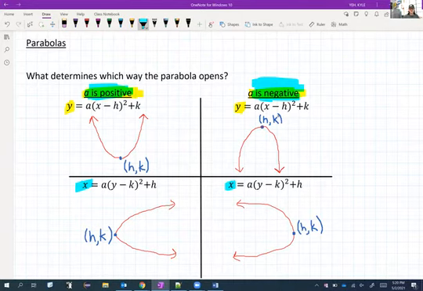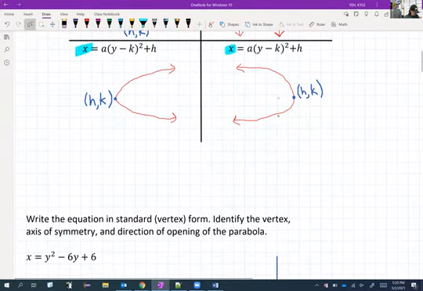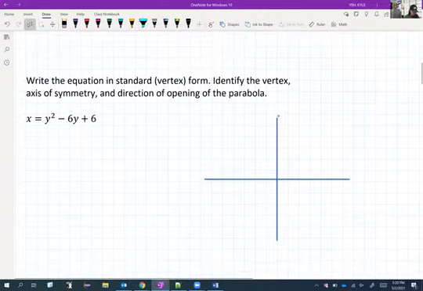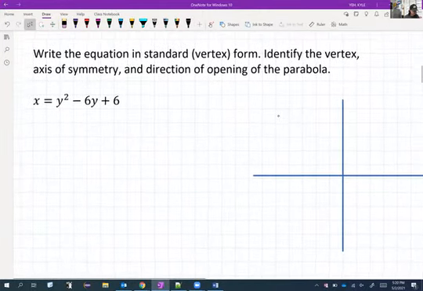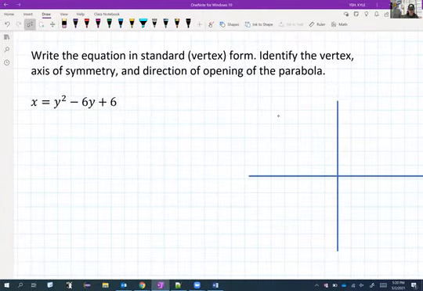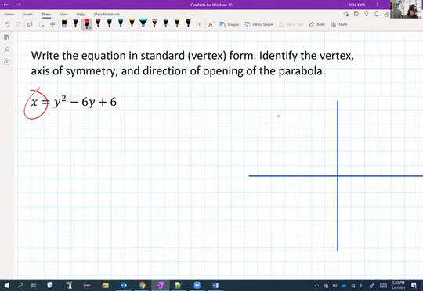So those are a couple key points about parabolas. What I would like to do is take you through one problem where we write the equation in standard vertex form, identify the vertex, the axis of symmetry, and the direction of opening of the parabola. Well, just looking at the equation, x is by itself, y is being squared. When x is by itself, that means it opens to the left or the right.